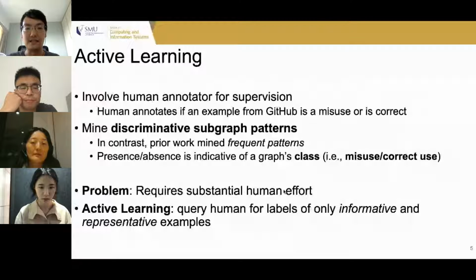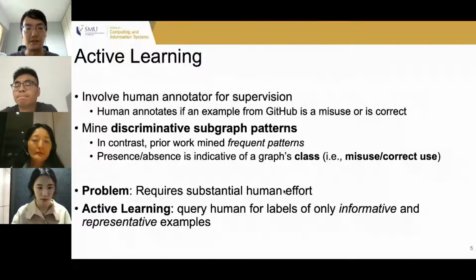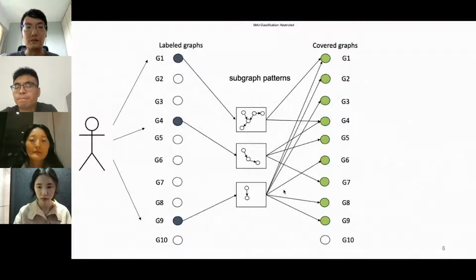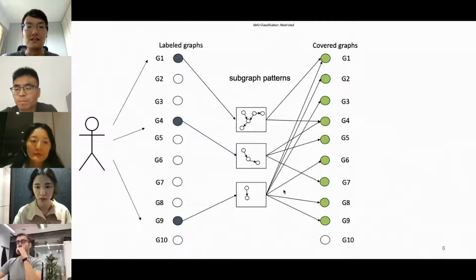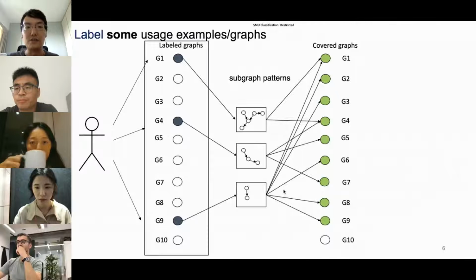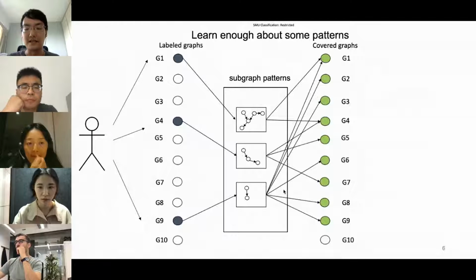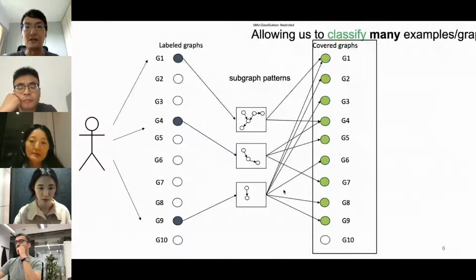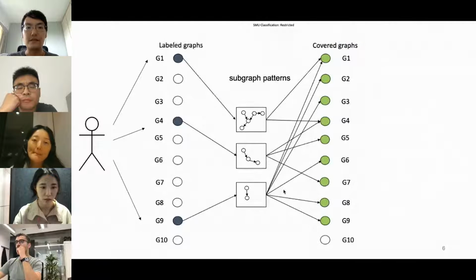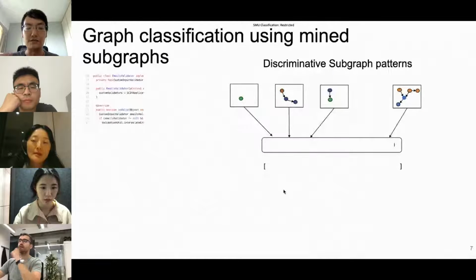However, human labeling requires substantial human effort, and we cannot expect a human to label every example on GitHub. And so we look to the field of active learning, which aims to query humans for labels of only informative and representative examples. Within our work, we take the following interpretation of representativeness. The idea here is that we want to label only a small number of usage examples such that we can learn something about some patterns that is sufficient to characterize many examples from GitHub. And this would allow us to figure out which examples a human labeler should annotate.